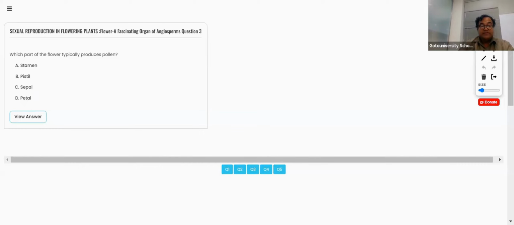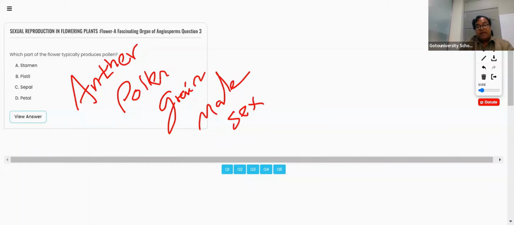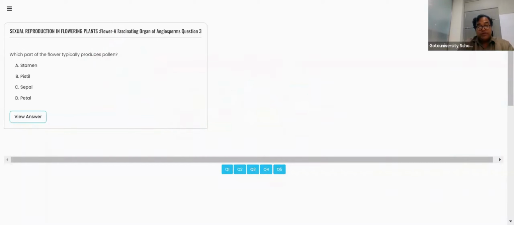So who is having the anther? Stamen is having the anther. The anther is making the pollen grain. The pollen grain of the anther is having the male gamete. So male gamete, or male sex cell, or male reproductive cell, is a part of pollen grain. Pollen grain is a part of anther. Anther is a part of the male reproductive system, androecium, that we discussed already, right? Like this, we need to know the pros and cons of each and every question, right?